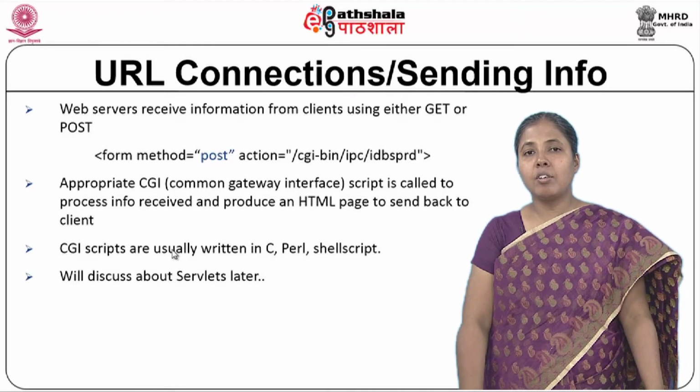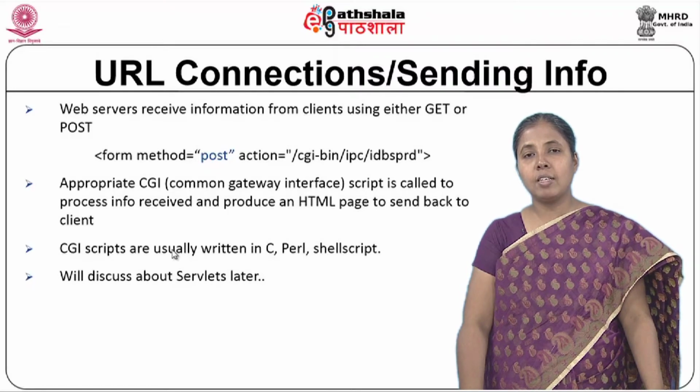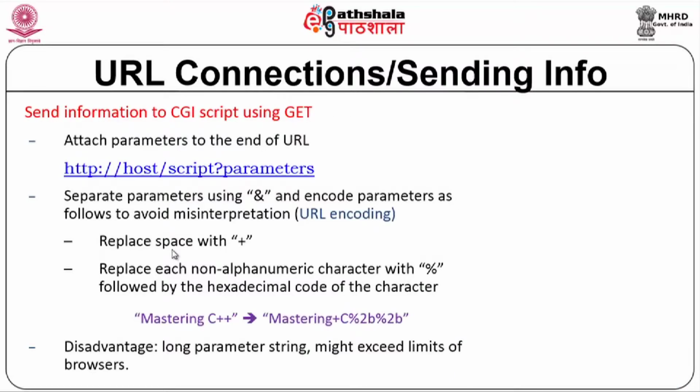CGI scripts can be written in C, Perl, or can be a shell script, but instead of going for CGI scripts, we can also write scripts with servlets. We will see how to do servlets later in the course. And there is another way, as I told you: you can send information to CGI scripts using a get method. When you are using a get request method, whatever information you want to pass would be attached to the end of the URL. You can see a URL normally that would be separated by a question mark.